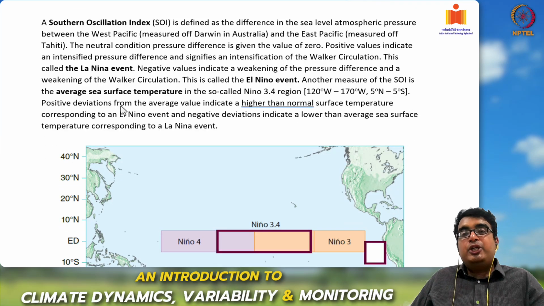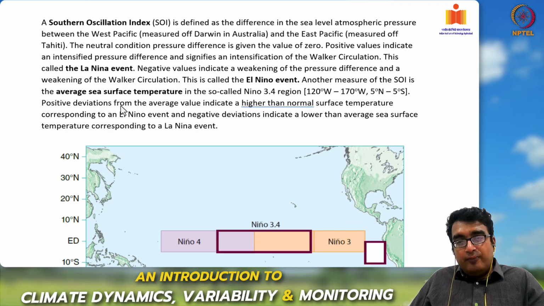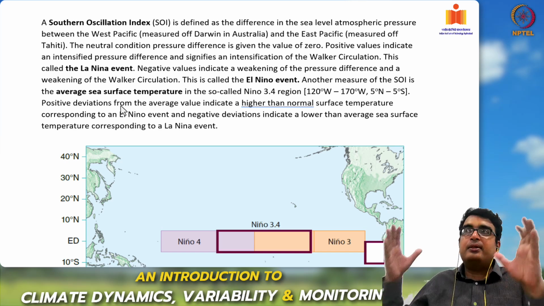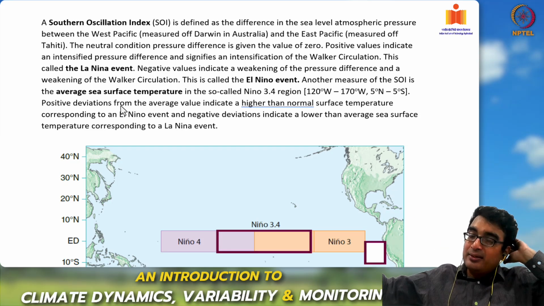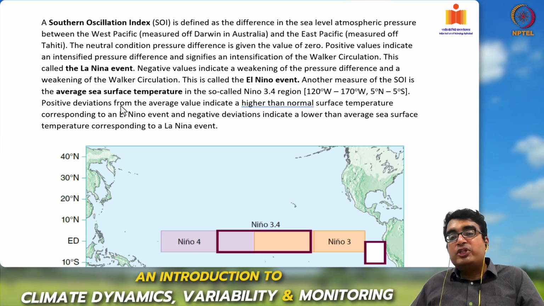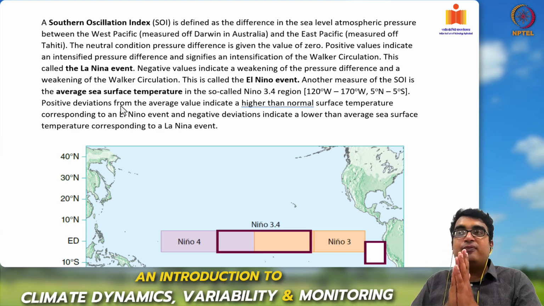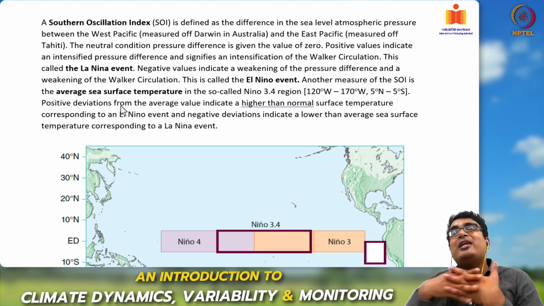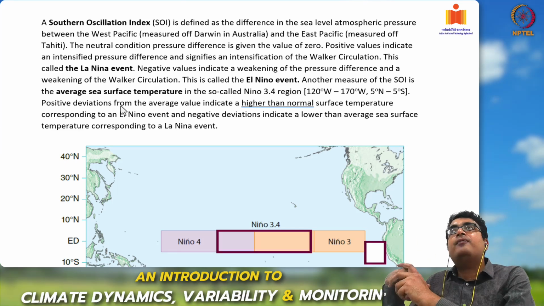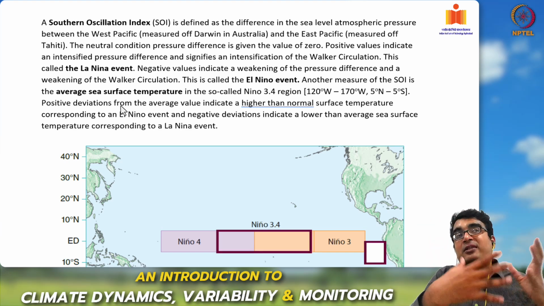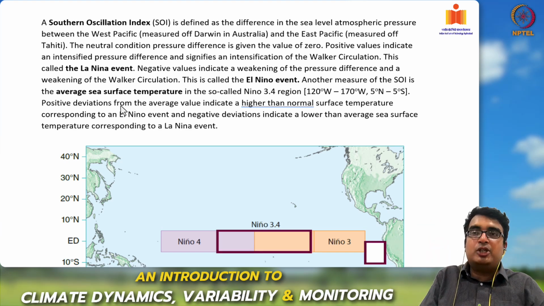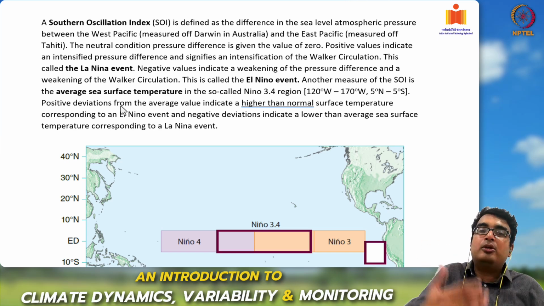The neutral condition pressure difference is given the value 0. Positive values indicate an intensified pressure difference. That is, the pressure gradient has increased. So that's why the delta P has actually increased over the normal value, and hence a positive deviation, which is an intensification of the Walker circulation. So trade winds are stronger, the movement of ocean waters from the East Pacific to West Pacific is stronger, you have more precipitation. This is called the La Nina event, which is the intensification of the normal conditions.